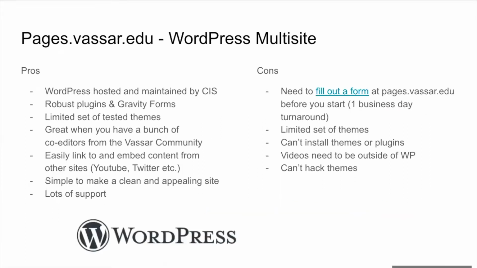For a long time now at Vassar, we've had pages.vassar.edu. WordPress, which is used by like two-thirds of the internet, is free and open source software that you can install if you have a server, which is what CIS did. It's the same software that's working at WordPress.com, for example. Except this one is run by CIS folks and it's on a server that we take care of.